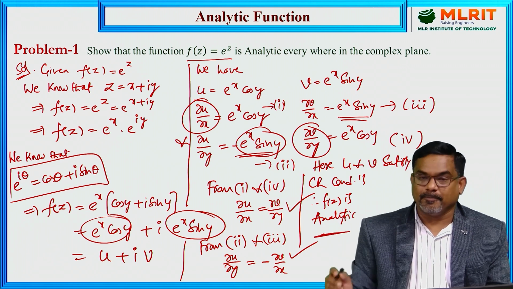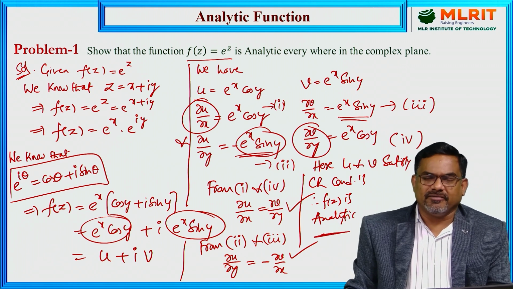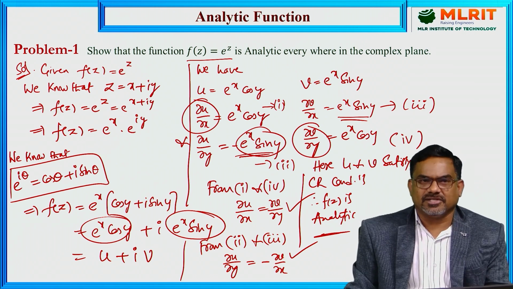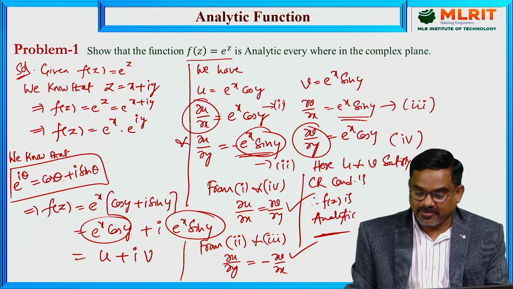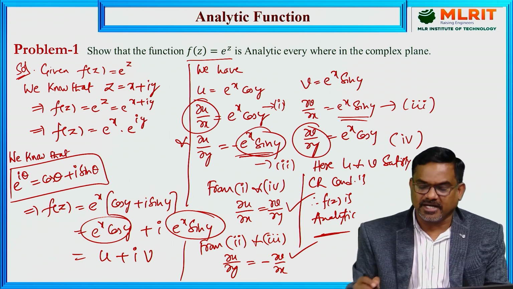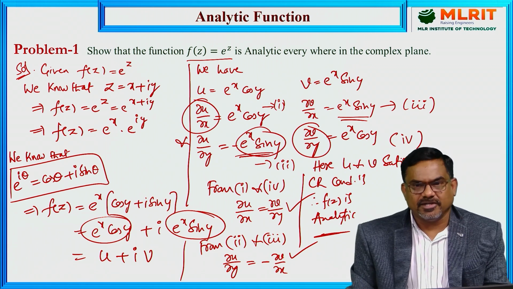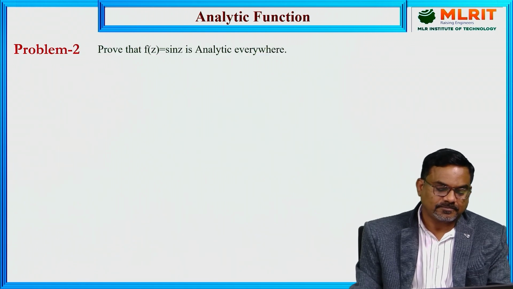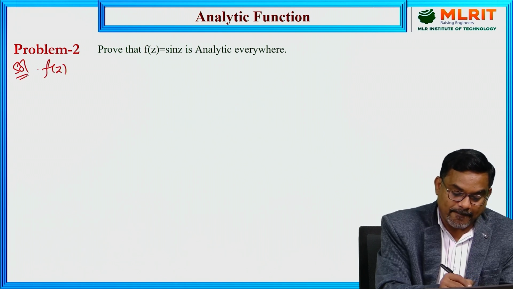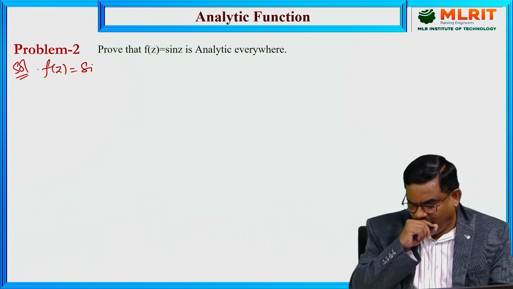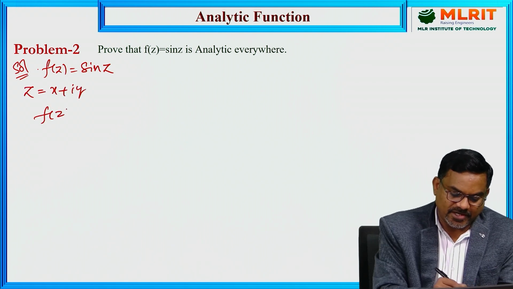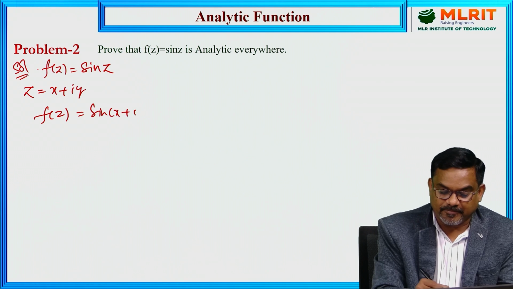So, like this, by finding the partial derivatives of real and imaginary parts and using the CR conditions, we can check whether the given function is analytic or not. Here in this particular example, the given function is analytic since u and v satisfy Cauchy-Riemann conditions. Similarly, another problem, here f(z) is sin z and we have z is x plus iy. So, f(z) will be sin(x plus iy).